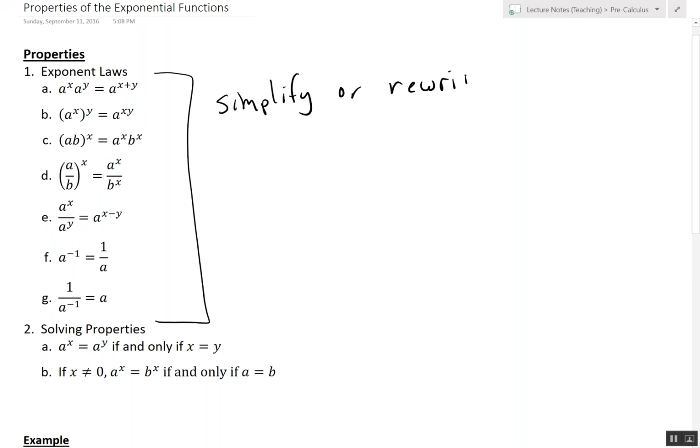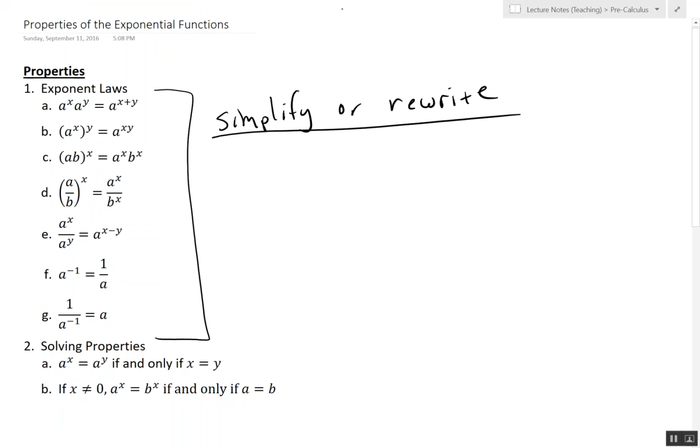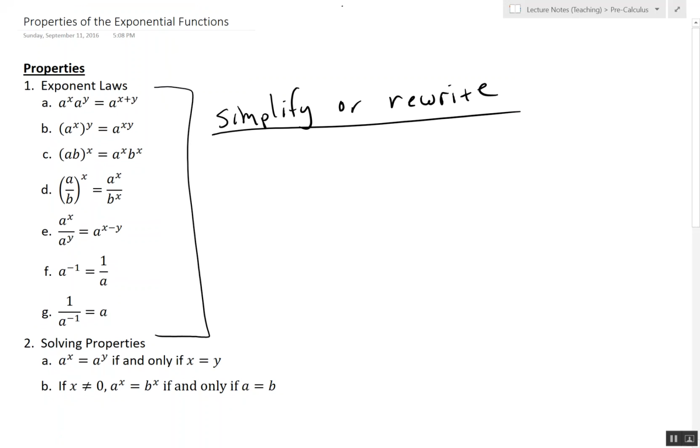Because usually, as we'll see in the following examples, the equations or functions given will not be in a form that we can directly solve, so there's usually some sort of simplification or rewriting procedure that is required to do that. And so these exponent laws, which you should be familiar with, give us one way to figure that out. Then once you get into a suitable form, you want to use one of these solving properties. The first one says that if you have the same base but different exponents, then the exponents must be equal.